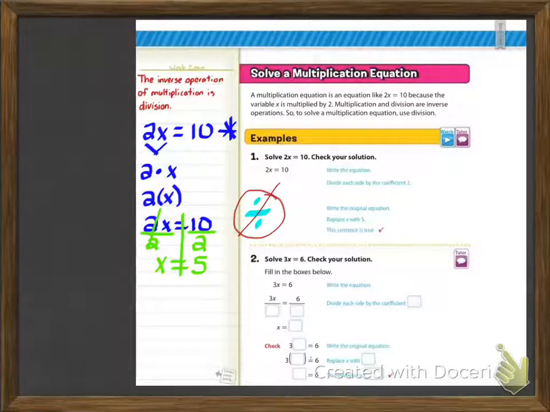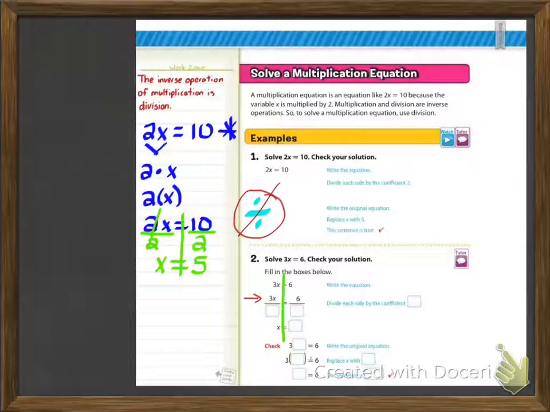Here it asks us to solve 3x equals 6, and it wants us to check our solution. All right, so we're going to go ahead and fill in the boxes below. The equation that we have is 3x equals 6. So I'm going to go ahead and I want you guys to do the same thing. Draw a line through this just like I did. So what we have on the left side is a 3x, and what we have on the right side is a 6. Well, my variable is located right here. Okay, and with it on that side is the 3.